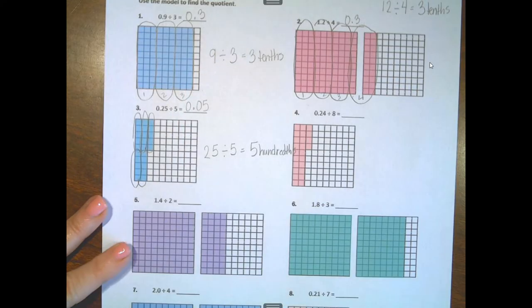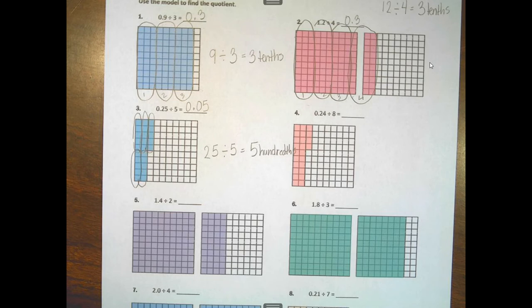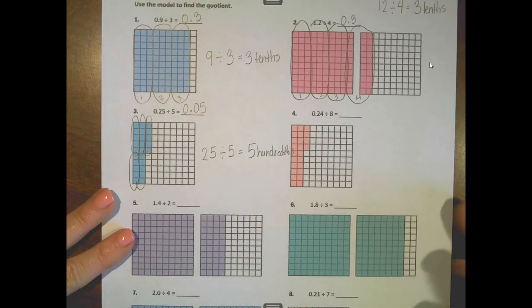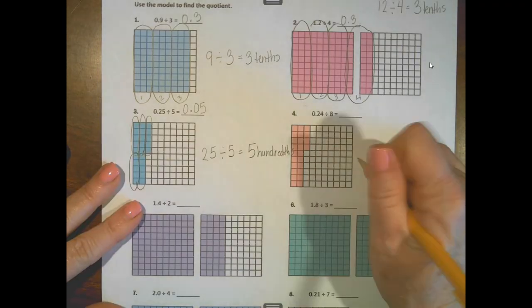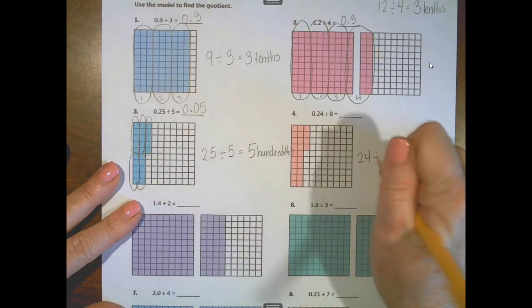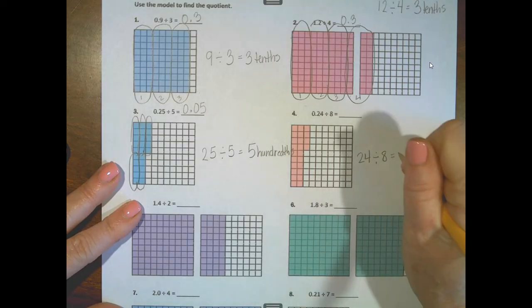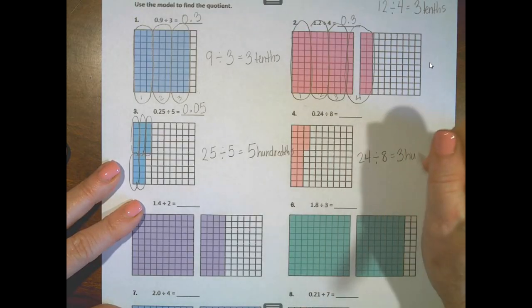So there's my answer. 5 groups of 5 hundredths are in 25 hundredths. All right, number 4, our dividend is 24 hundredths, so it's already been shaded for us. We're going to break 24 hundredths into 8 equal groups. So 24 hundredths divided by 8 should be 3 hundredths in each group.